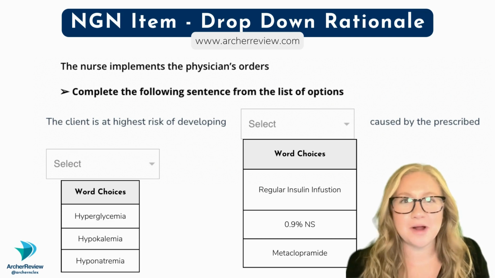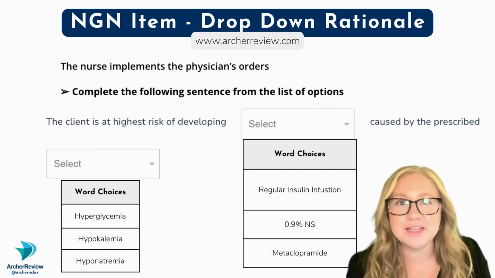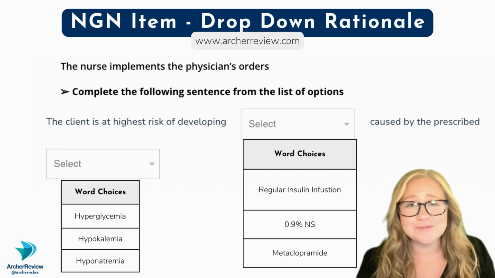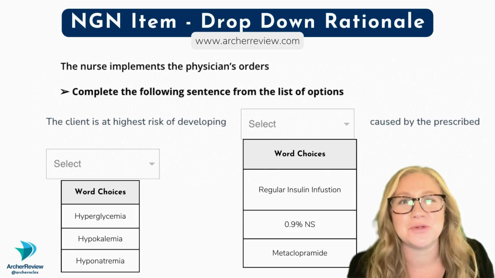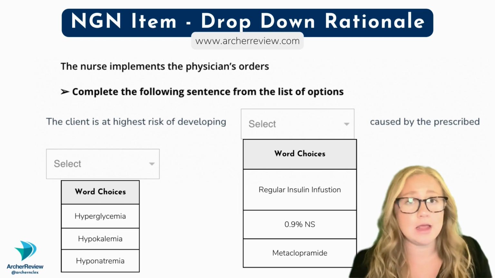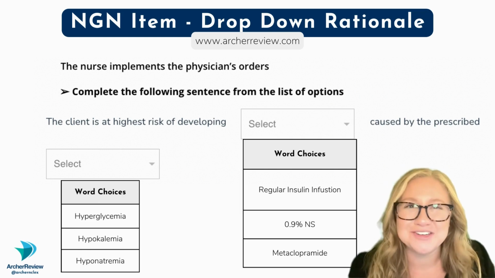Now for the drag and drop rationale. You are going to see a sentence with 2 blanks and you'll be able to click and drop down a list of options. Don't let this freak you out too much. It is a glorified multiple choice question. The client is at highest risk for developing A, hyperglycemia, B, hypokalemia, or C, hyponatremia.